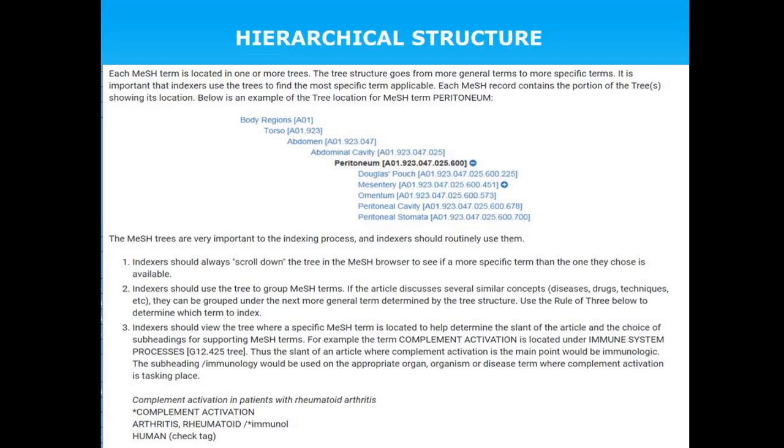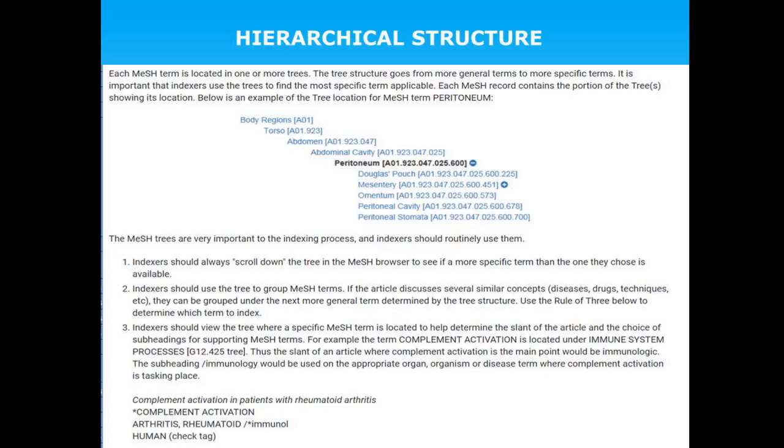Indexers should use a tree to group MeSH terms if the article discusses several concepts. Sometimes the article will discuss several similar concepts, in several ways. Diseases, drugs, techniques can be grouped under the next more general terms by the tree structure. So again, use the rule of 3 below to determine which term to index. The rule of 3 acts as a guide to determine the best term for indexing, right?